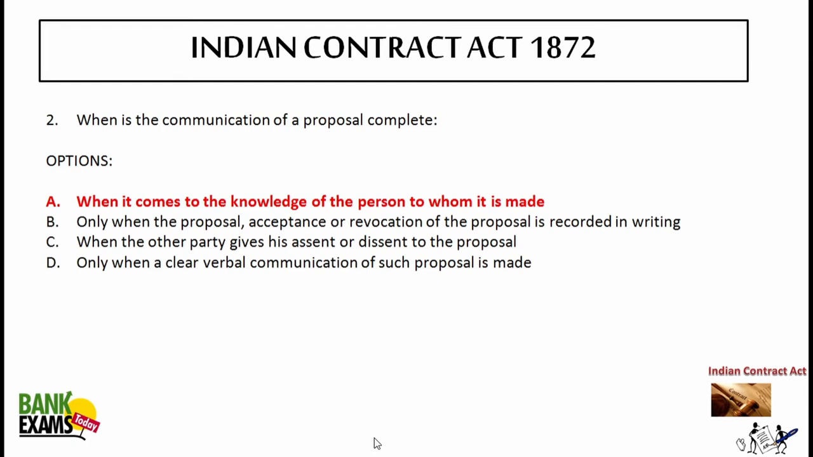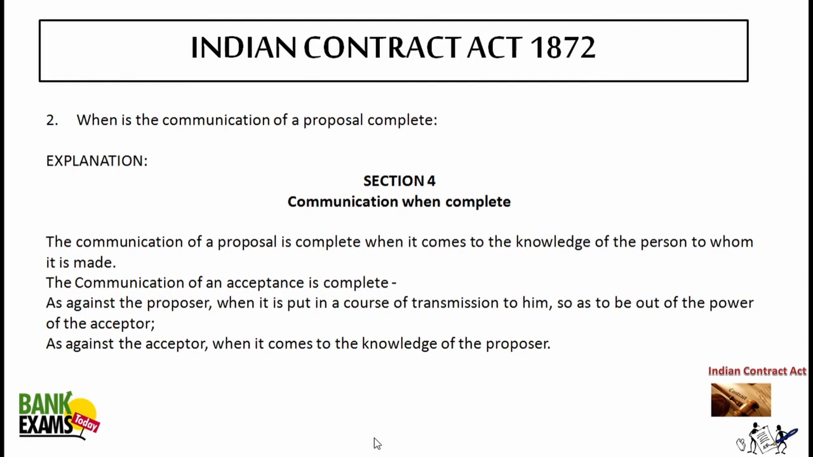Why? Because Section 4 says, communication when complete. That means the communication of a proposal is complete when it comes to the knowledge of the person to whom it is made. The communication of an acceptance is complete as against the proposer when it is put in a course of transmission to him so as to be out of the power of the acceptor, and as against the acceptor when it comes to the knowledge of the proposer.